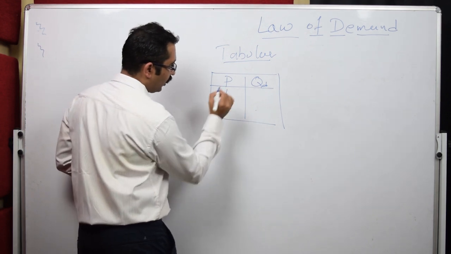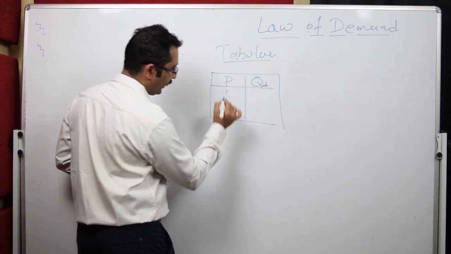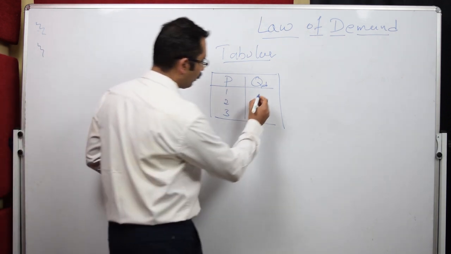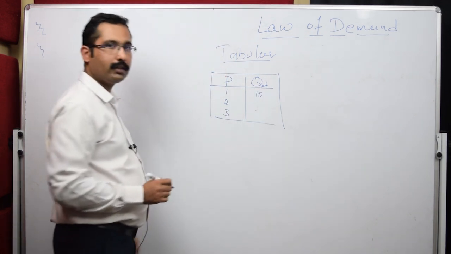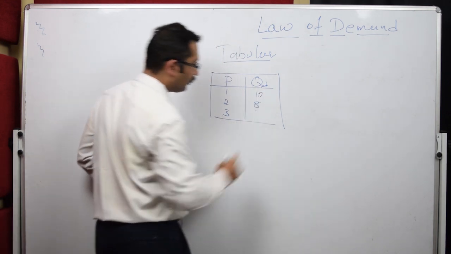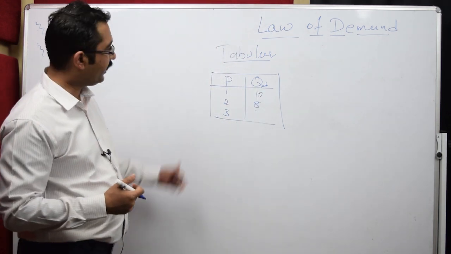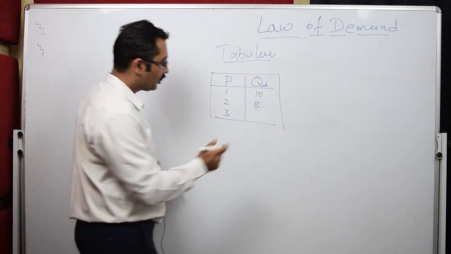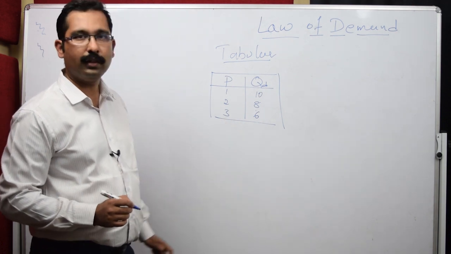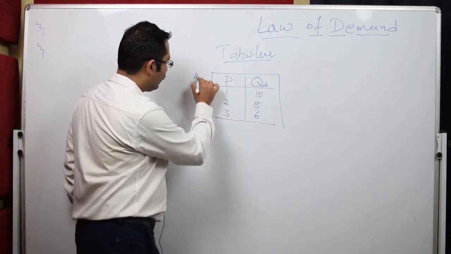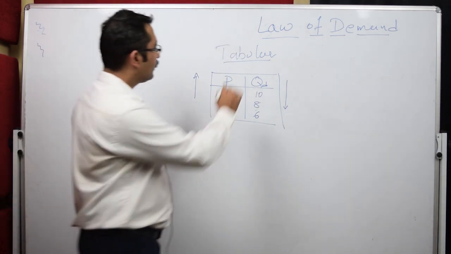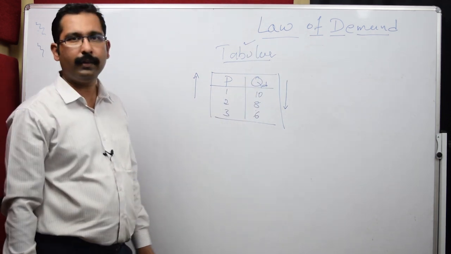Now let us say price was 1 rupee, it increases to 2, then it becomes 3. So the price is increasing. Let us say when the price was 1 rupee, the quantity demanded was 10 units. When price increased from 1 to 2, the demand would reduce from 10 to 8. Now when price increases from 2 rupees to 3 rupees, what happens to the demand? The demand would further reduce and let's say it reaches 6 units. So what do we understand? As price increases, the demand is decreasing and all other factors are kept constant. So this is the tabular way of representing the law of demand.